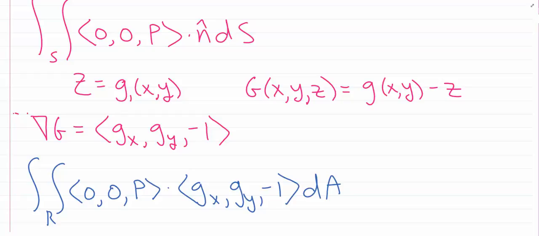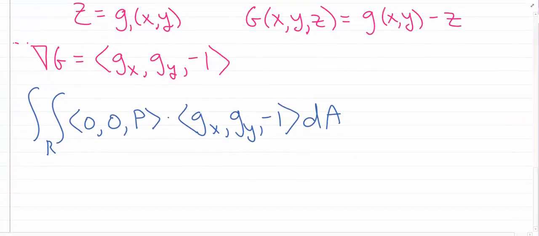Okay, does everybody see that? Now, the next logical thing would be to do the dot product. So here we go. We've got this double integral. And now notice what we have: we just have negative p.